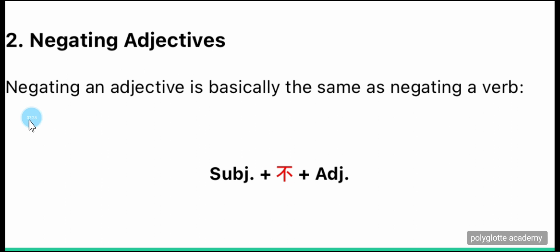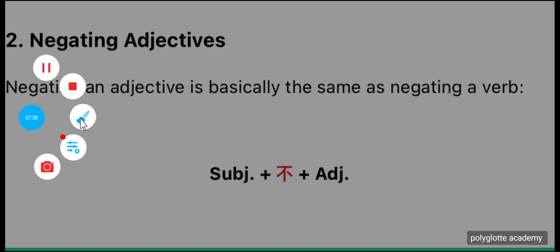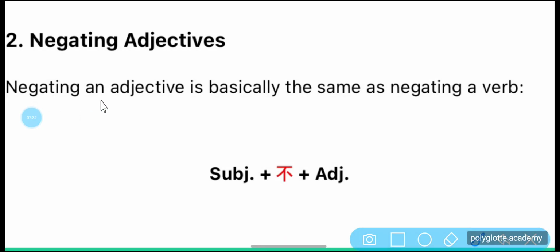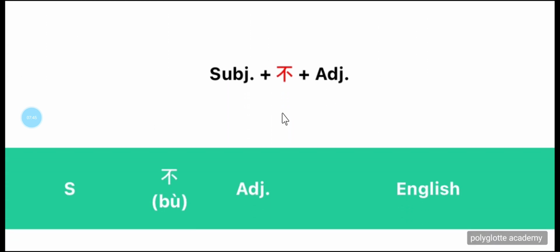So the second point: negating adjectives. In this second point, we are going to be negating adjectives. For a demonstration, negating an adjective is basically the same as negating a verb. The structure will be subject plus 不 plus adjective. So let's see an example.